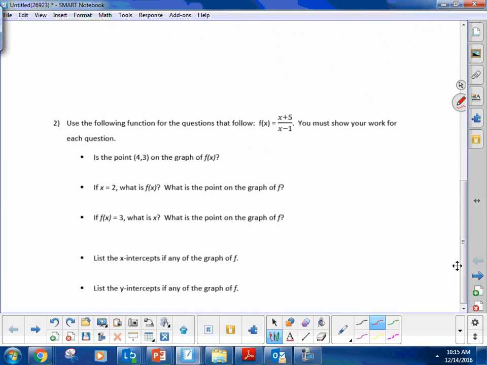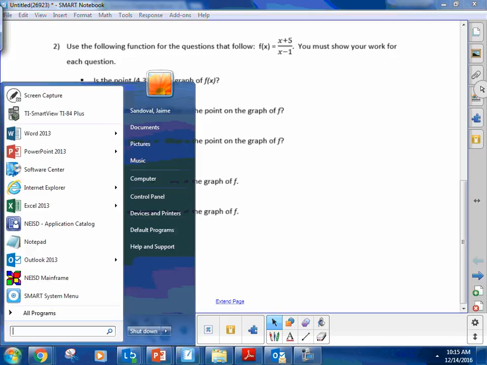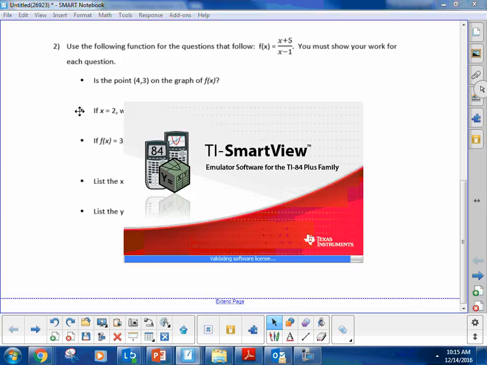Now it says right here, use the following function that follows x plus 5 to answer the following question. Is the point 4, 3 on the graph? There's only one way you could find it. Okay, you could bring out your calculator and type that in and discover if it's on there. That's one method. It's probably the easiest method to do it. The other method is to actually physically prove it. That means that you put in four. And you know what? I'll do both, because you should see both solutions.